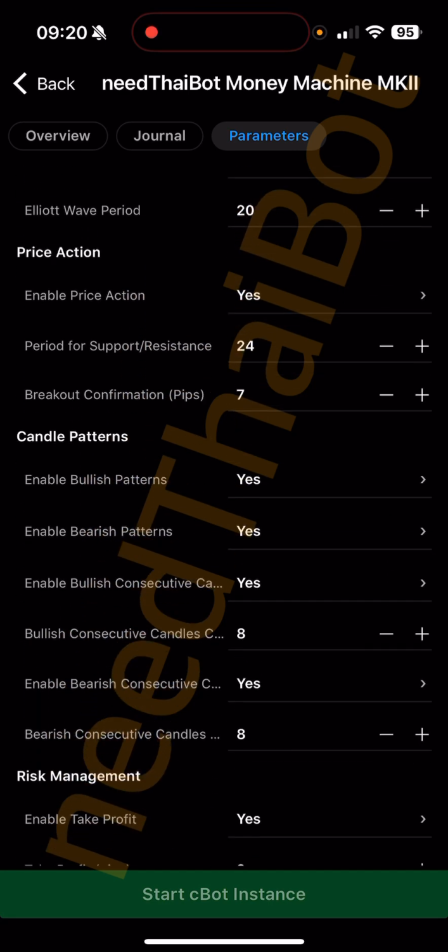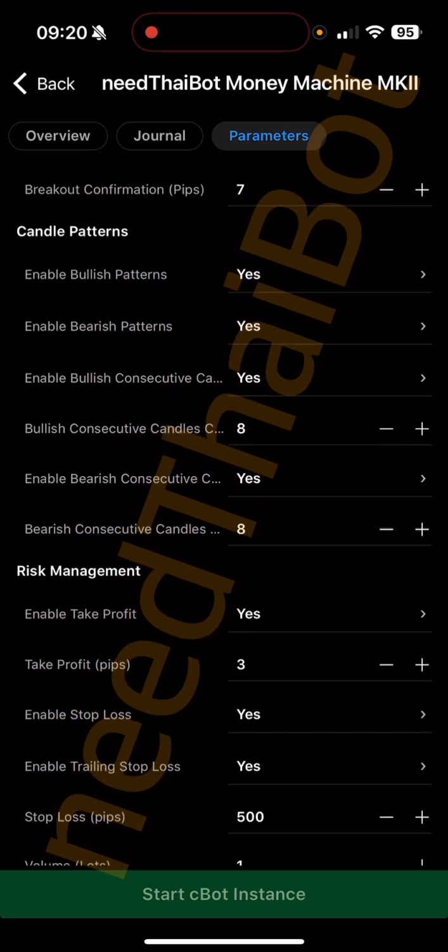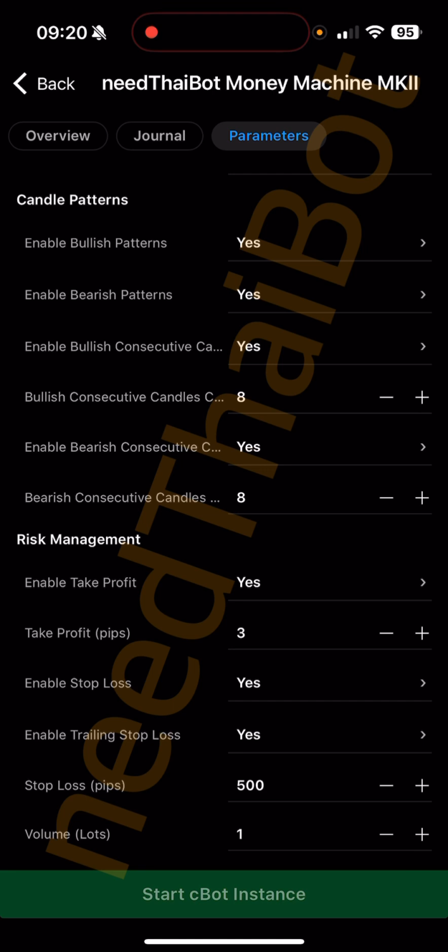And price action, candle pattern. This one is like, if you count the candle, if you have bullish consecutive candle up to 8 candles, then if you have up candle, 8 candle, like the green candle up, it will enter sell. If you have orange candle down, like more than 8, it will enter buy.